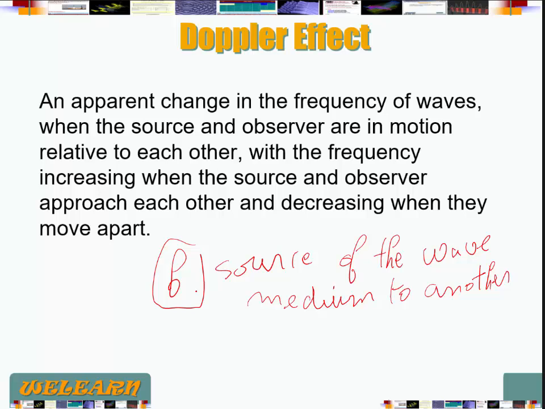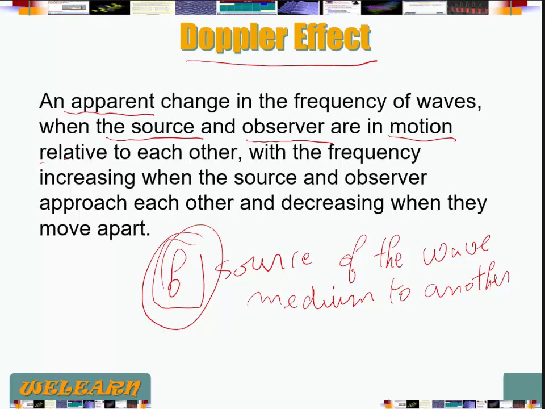The only time that we can see a change in the frequency after it is being produced is what's called an apparent change through what we call the Doppler effect. This apparent change happens whenever the source of the wave that's producing the wave at this frequency, and the observer, the detector of that wave, it can be a human ear or a microphone or whatever, are in motion relative to each other.